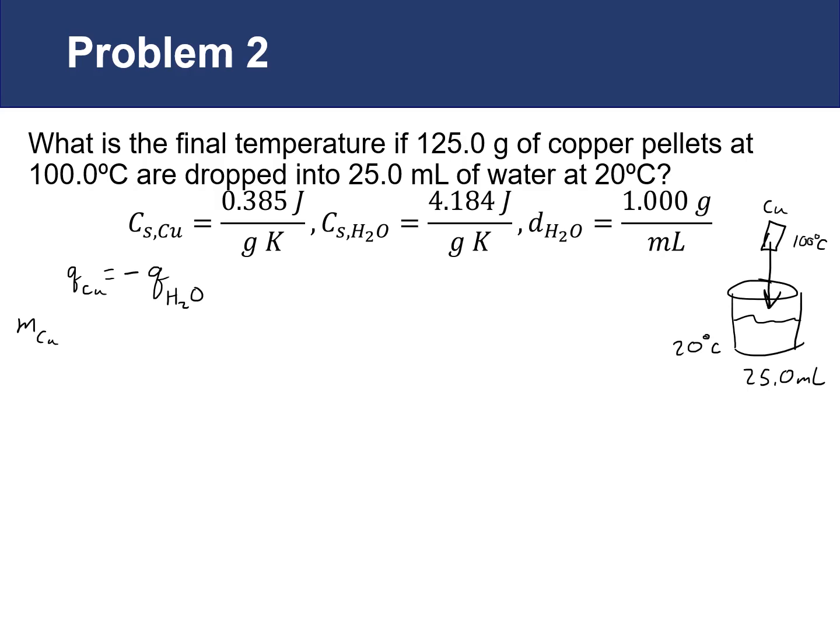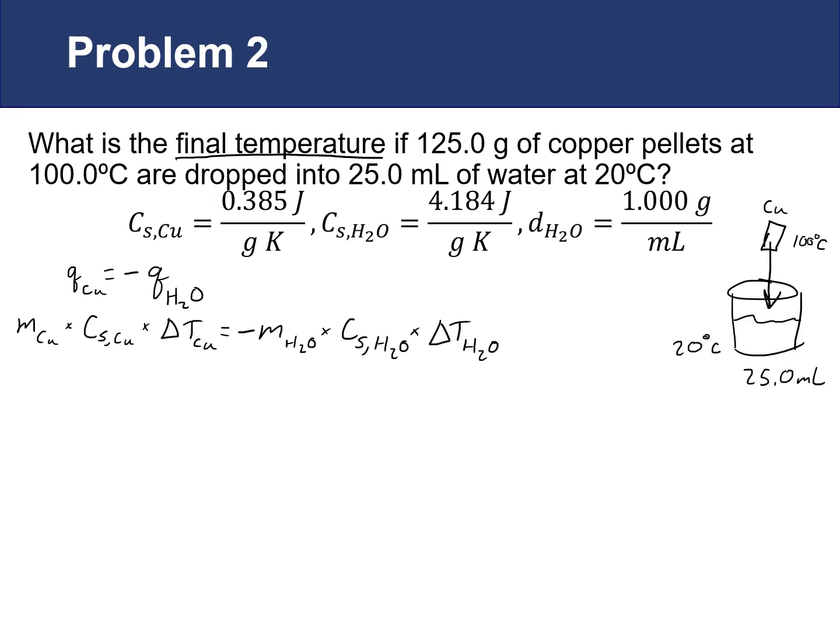m_Cu, the mass of copper, times the specific heat capacity of copper times the change in temperature for copper is equal to the negative of the mass of our water times the specific heat capacity of water times our change in temperature for the water. For this particular problem, it's going to be very helpful to sub-label everything so that we can keep track of all our units. We're going to approach this algebraically, solve everything algebraically, and then plug in the numbers at the end. Okay, so we're interested in the final temperature.